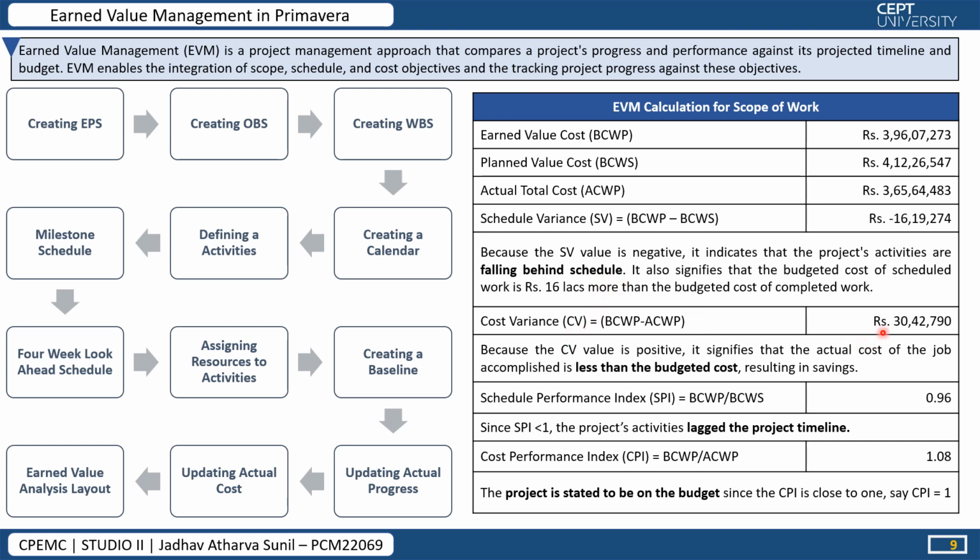The cost variance is rupees 30 lakh 42,000. Because the CV value is positive, it signifies that the actual cost of the job accomplished is less than the budgeted cost. Also, the SPI found is 0.96. It is lower than 1, so the project activities have lagged the project timeline, which means the project is behind schedule. The cost performance index is 1.08, which is slightly higher than 1, which indicates that the project is on budget.